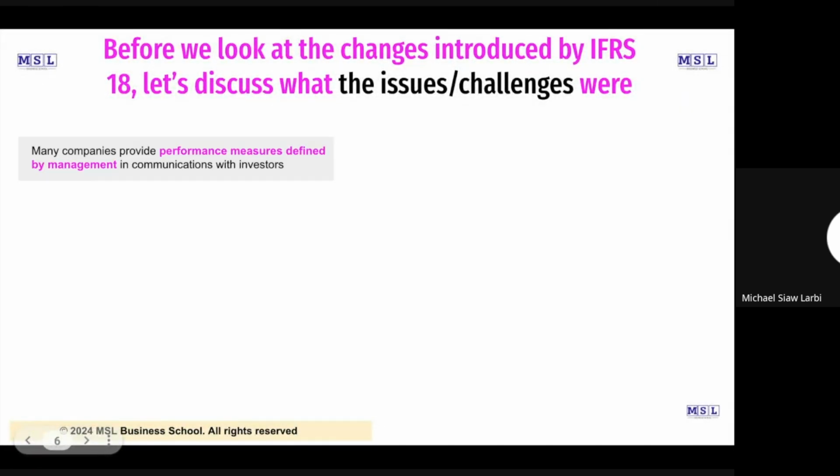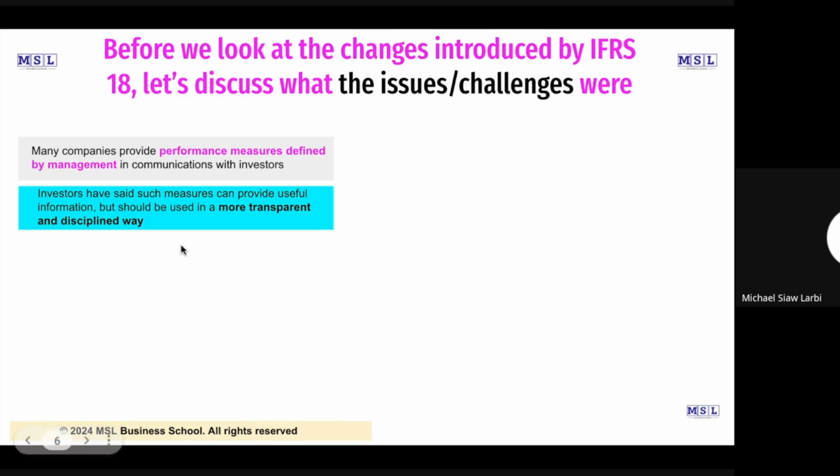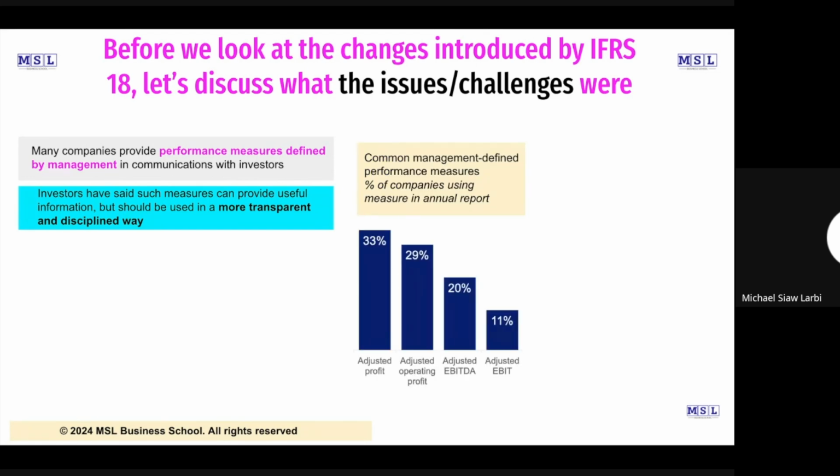Then, as if that was not enough, many companies also provide what we call performance measures defined by management. So when you are communicating with investors, they want to see different measures. Companies had different measures that they were presenting to their investors. And once again, there was no consistency in those definitions. So investors have said the measures provide useful information, but it should be in a more transparent and disciplined way. If you want to define a particular expression, make it clear that this is what it means and this is what goes into computing it.